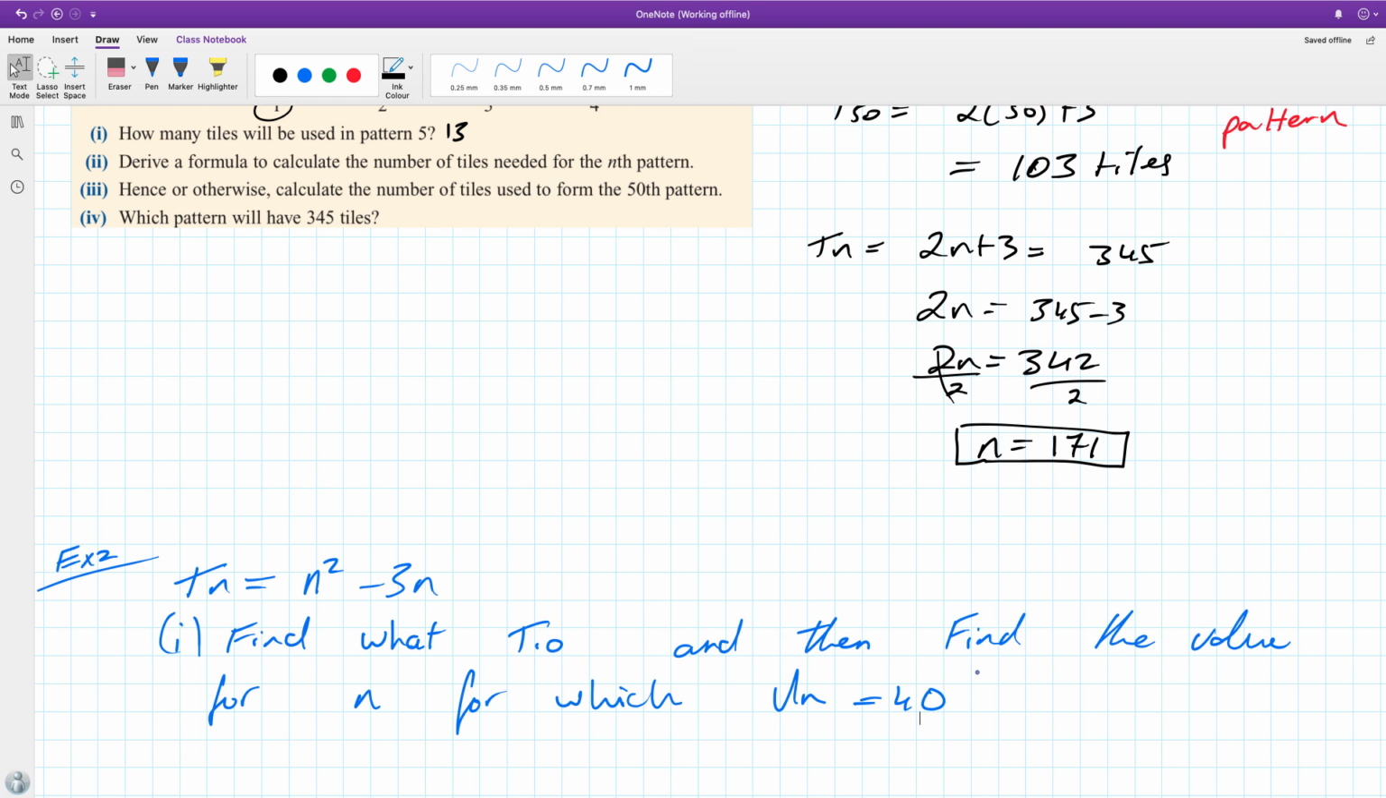Find the value for n for which un is equal to 40. What I'm also recommending for this is, on the very first page, because we'll be looking back at this, create a heading of arithmetic and geometric and a line down the middle. We're going to be putting in loads of bits of information that aren't in your logbook that you need to know. Very, very important.